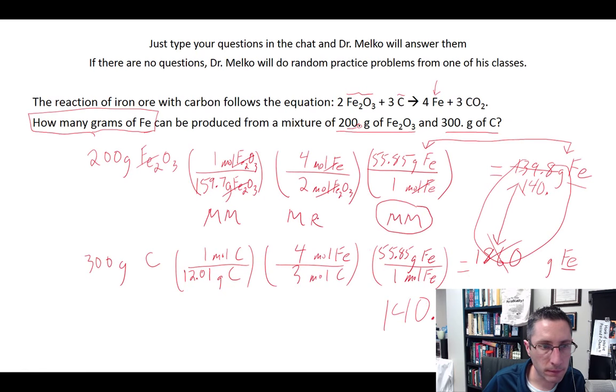140 grams of iron. Which means my iron 3 oxide here is the limiting reagent, and carbon is in excess. You're welcome.